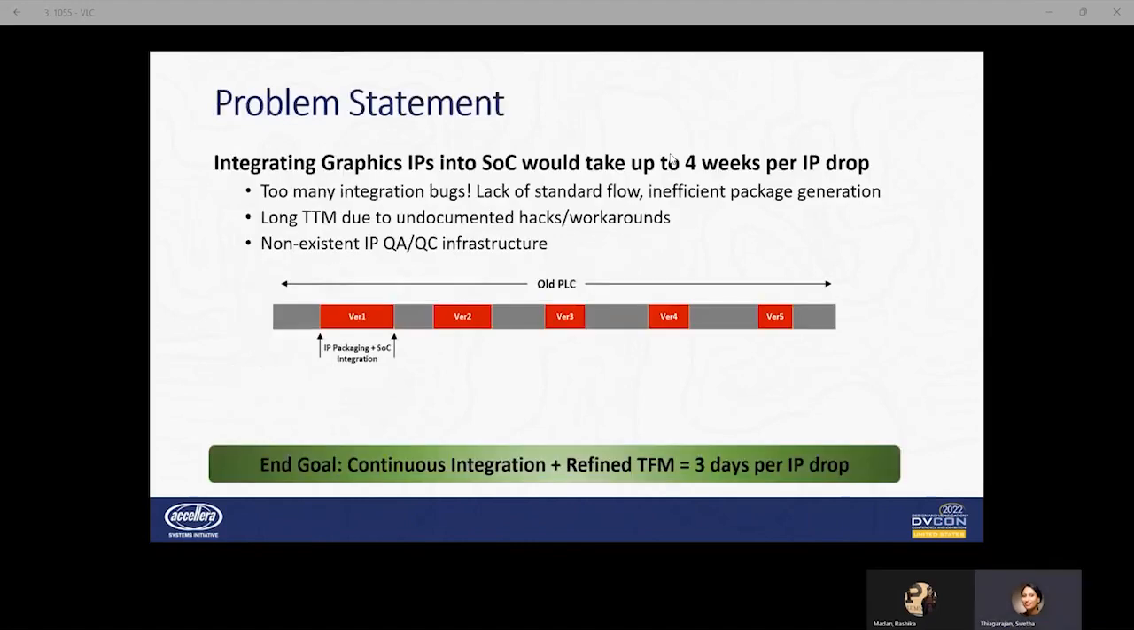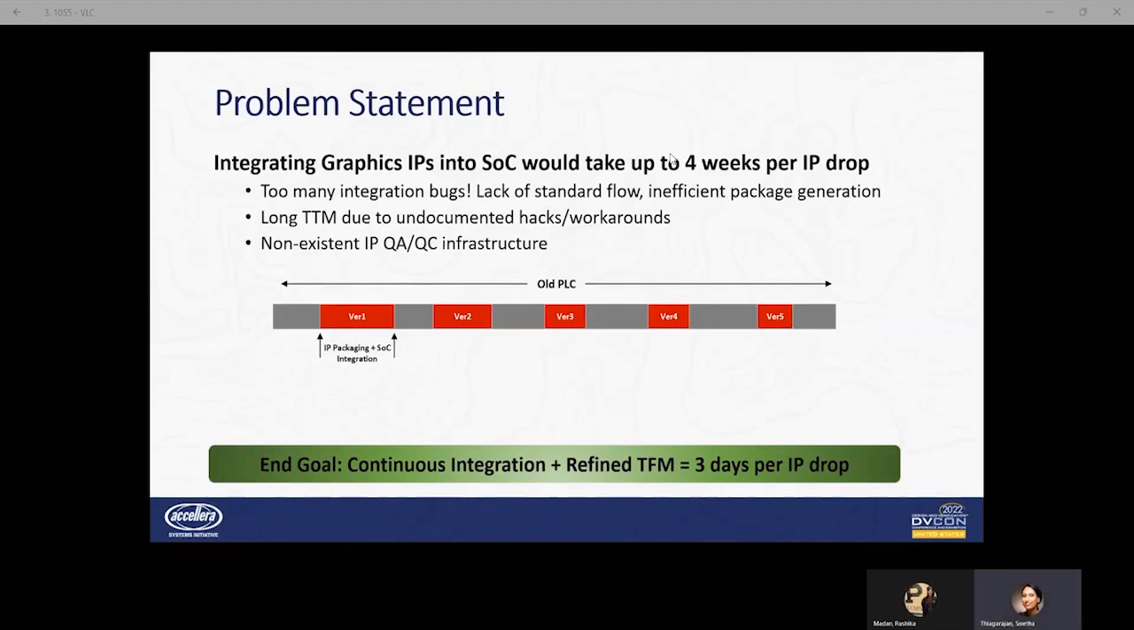The cycle of packaging an IP and integrating the same into an SoC took an average of 4 weeks per IP drop. This was mainly due to a lack of standard packaging flows and efficient methodologies to check IP design quality. Further, an abundance of hacks and undocumented workarounds compromised the quality of the IP drops per integration. Additionally, there weren't any efficient methodologies to check IP design quality against industry and SOC standards. This required substantial manual effort to generate IP packages and thorough testing at IPs before making an SOC delivery.